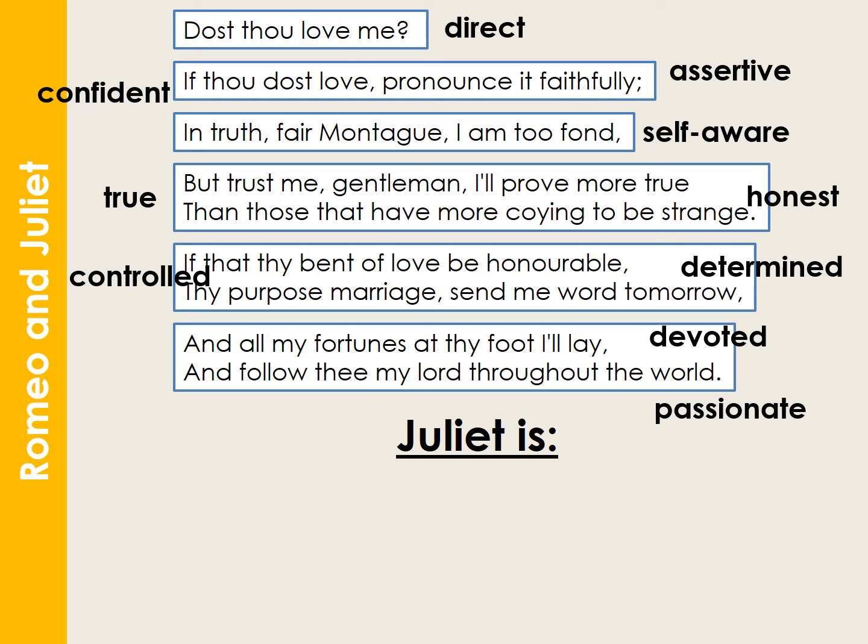She's controlled. She's saying, if you have honorable intentions and you want to marry me, send me word tomorrow. So she's controlled, she's determined. And then finally, she says to him, "All my fortunes at thy foot I'll lay, and follow thee, my lord, throughout the world." So despite the fact that she's assertive, confident, controlled, she is devoted to him and very passionate. So she's very much over the moon for him.